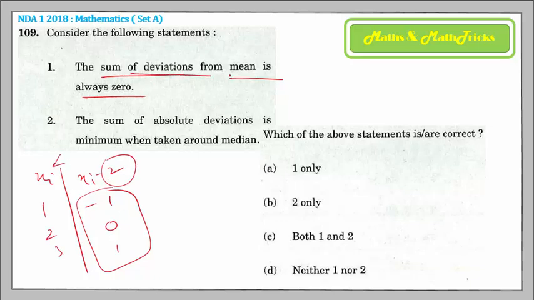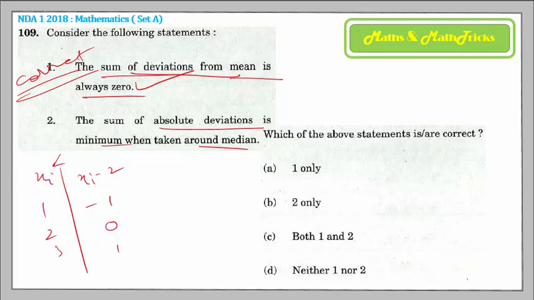In fact, the sum of the deviations from the mean for any data is always 0. So statement 1 is correct. But what about statement 2? The sum of the absolute deviations is minimum when taken around the median. Correct. For this particular data the median is 2, and the mean is the same. So when median and mean are the same, it behaves the same.